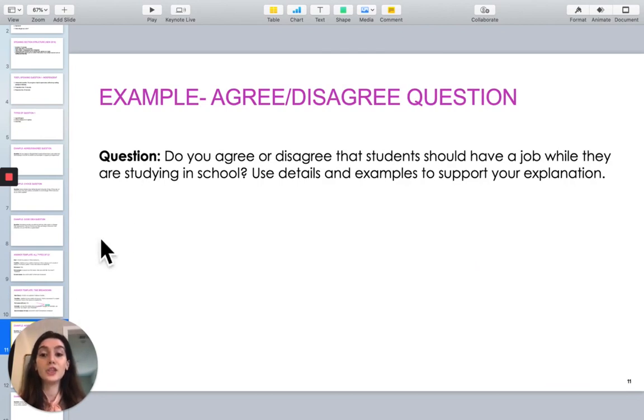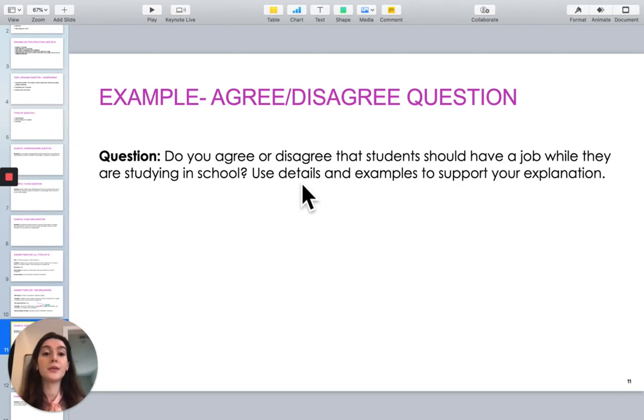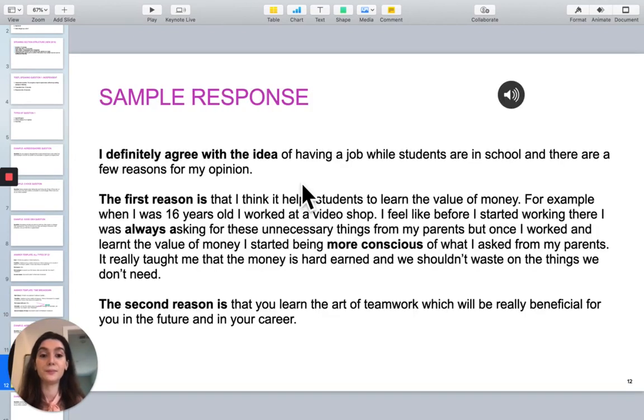Now we're going to actually look into each of these examples, and we're going to listen to my responses so that you know how did I use my own template to answer these questions. So the first question that we're going to cover is this one, the first one. Do you agree or disagree that students should have a job while they're studying in school? Use details and examples to support your explanation. So let me play the response.